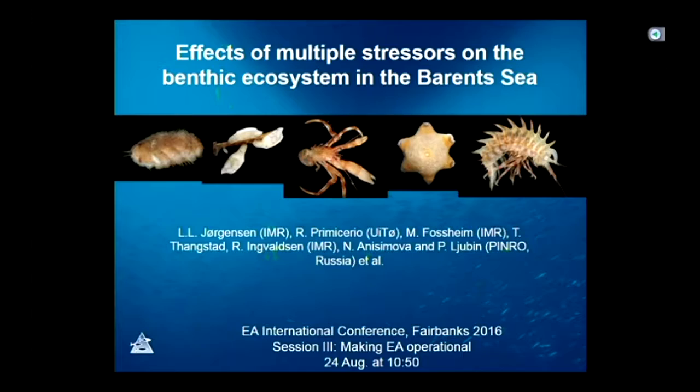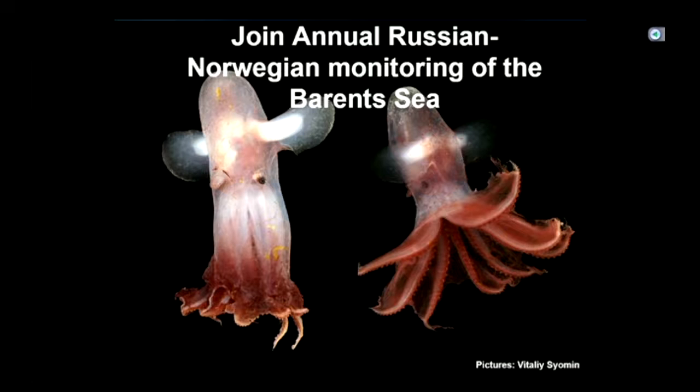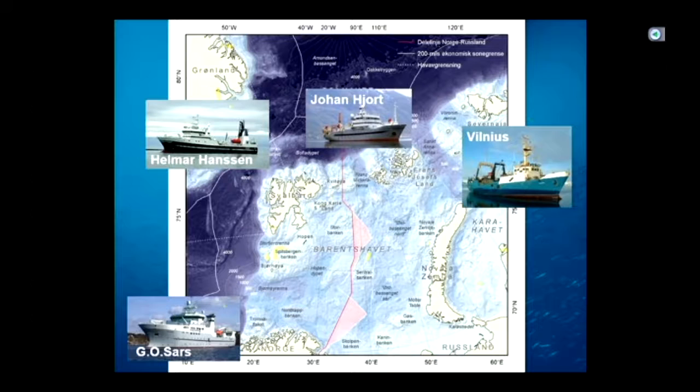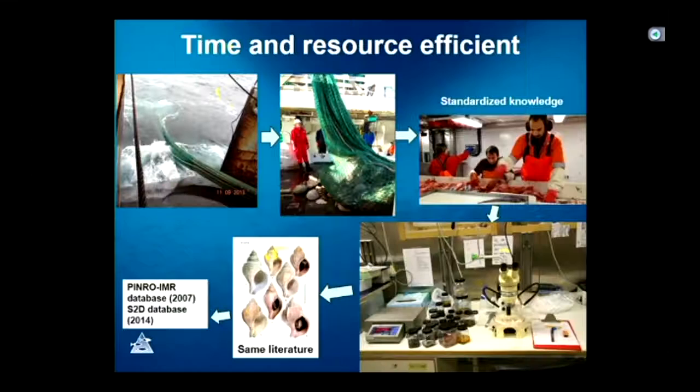The data is coming from what we call the joint Russian-Norwegian ecosystem survey in the Barents Sea. And each year, we are covering the entire Barents Sea with four ships, one Russian and three Norwegian. We do this during August and September, the same process every year with a standardized set of tools or equipment.